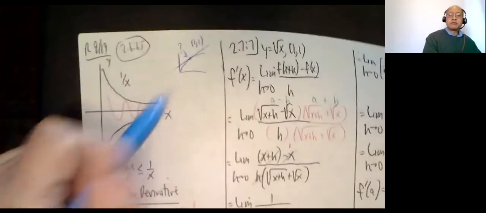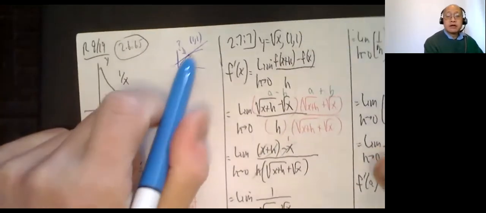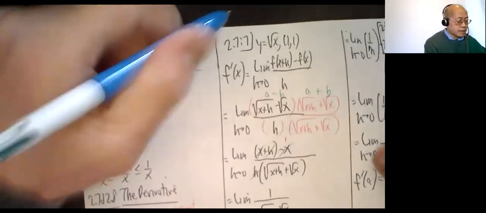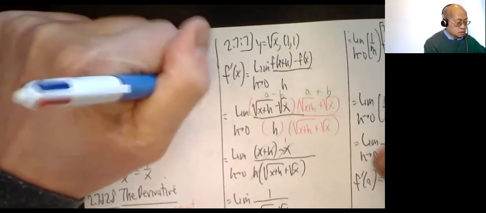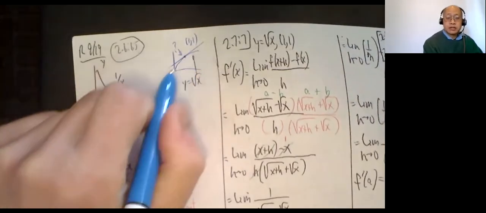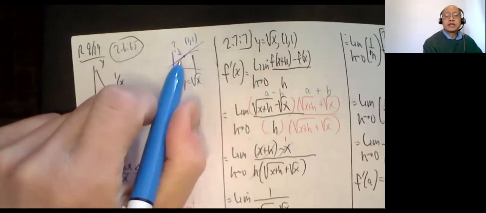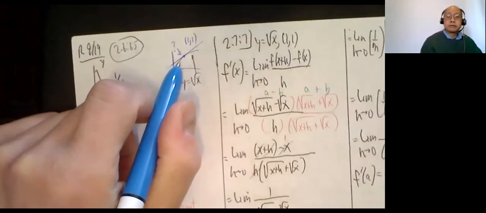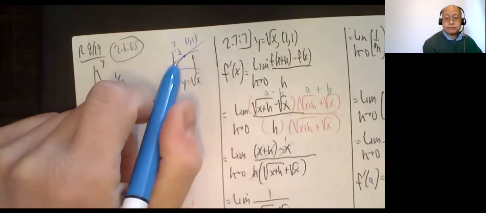Now you don't actually have to graph it, but I have a little mini graph right here. Here is the square root function, y equals radical x. Here's the point 1, 1. There's a tangent line. What is the equation of that tangent line? We're going to be able to come up with that now.